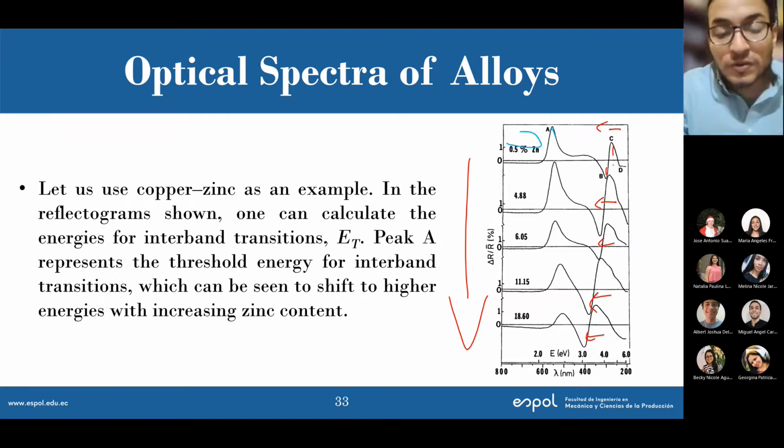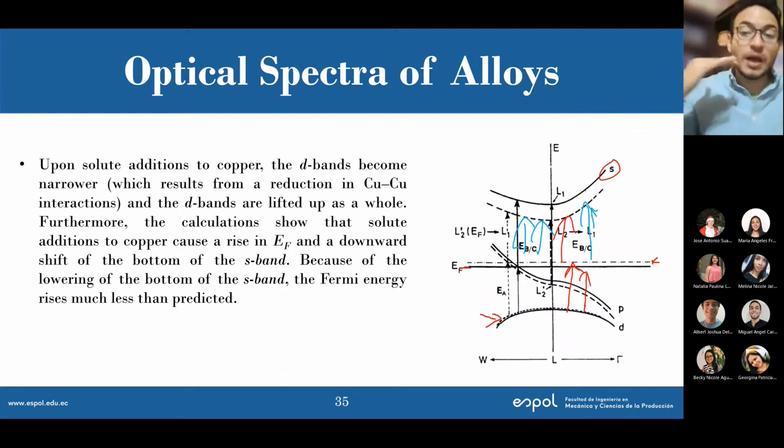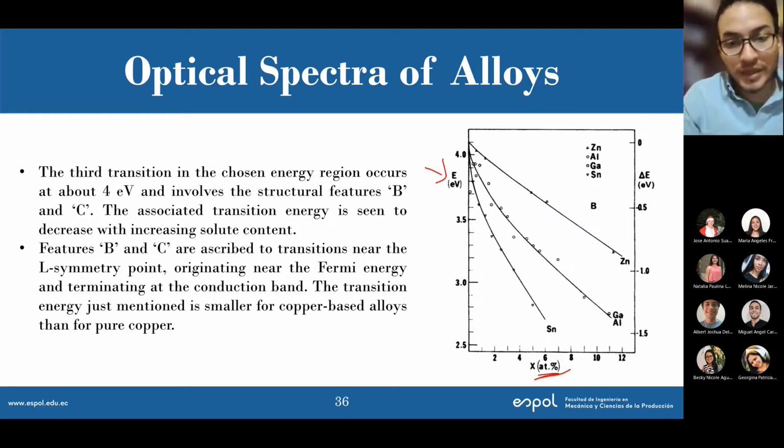Look, when you have 0.5% of zinc, it's around 4. And when you have 18% of zinc, you have that peak at around 3 electron volts. So it's a significant decrease. And that is because, again, you have a rise in the Fermi energy and a decrease in, in this case, the S band. It can be any other level, but in the conduction band, just coming down. And that's why you see with increasing solid content, that energy decreases. Okay, is it clear, guys? Any questions?